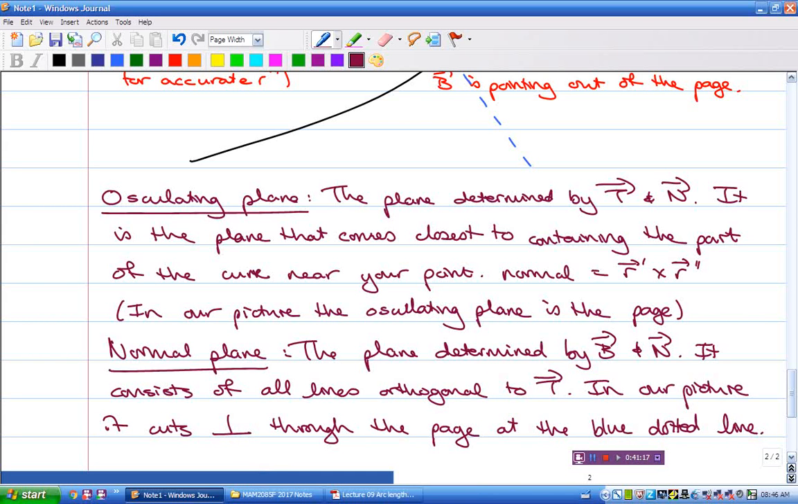And then you also get the tangent plane, but the tangent plane would be the one defined by B and T, and in our picture it would be orthogonal. It would also cut through the page, but orthogonal to the blue dotted line.